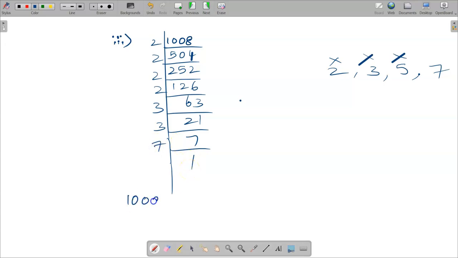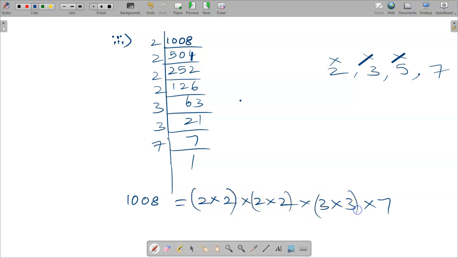So 1008 I can write as 2 into 2, 2 into 2, and then 3 into 3, and finally 7. So what are all the numbers occurring in pairs? 2 into 2, 2 into 2, 3 into 3. Which number has no pair? Only 7 has no pair.